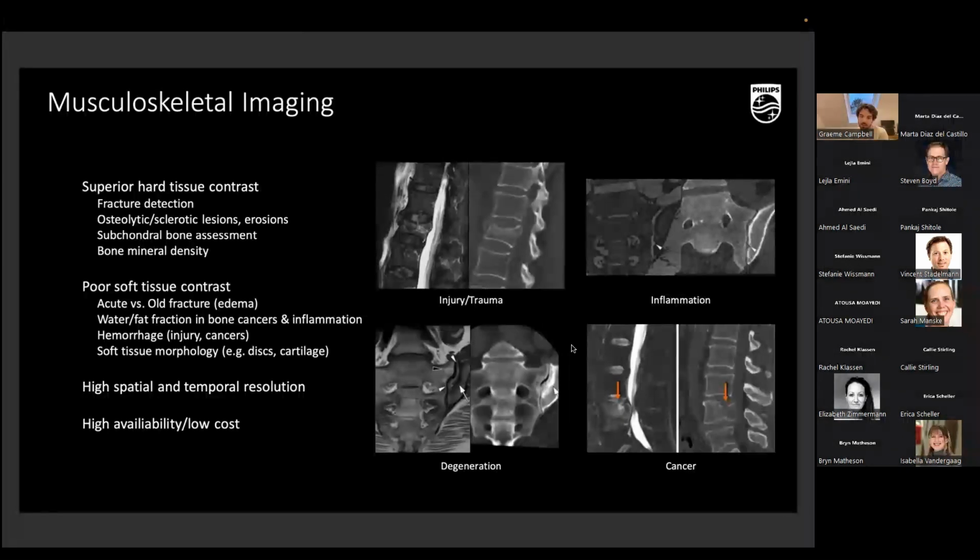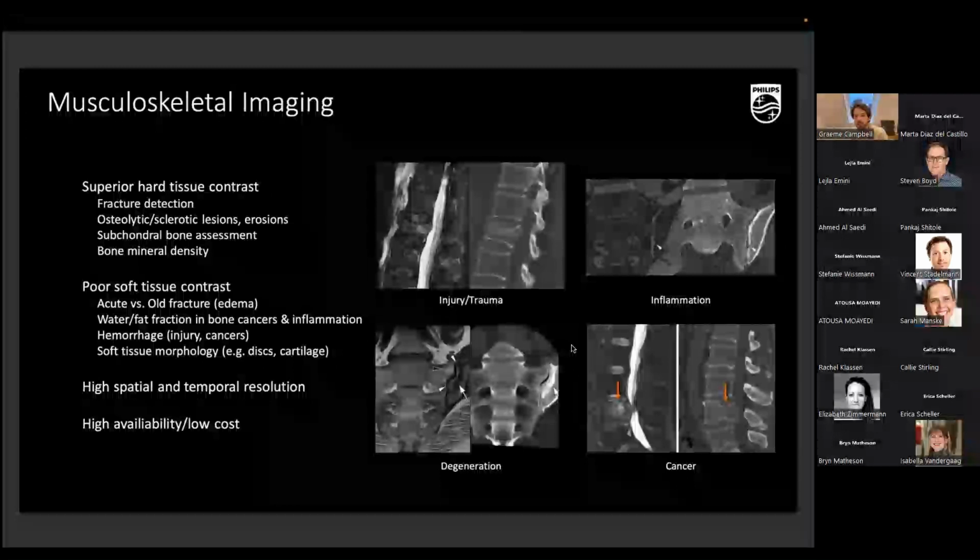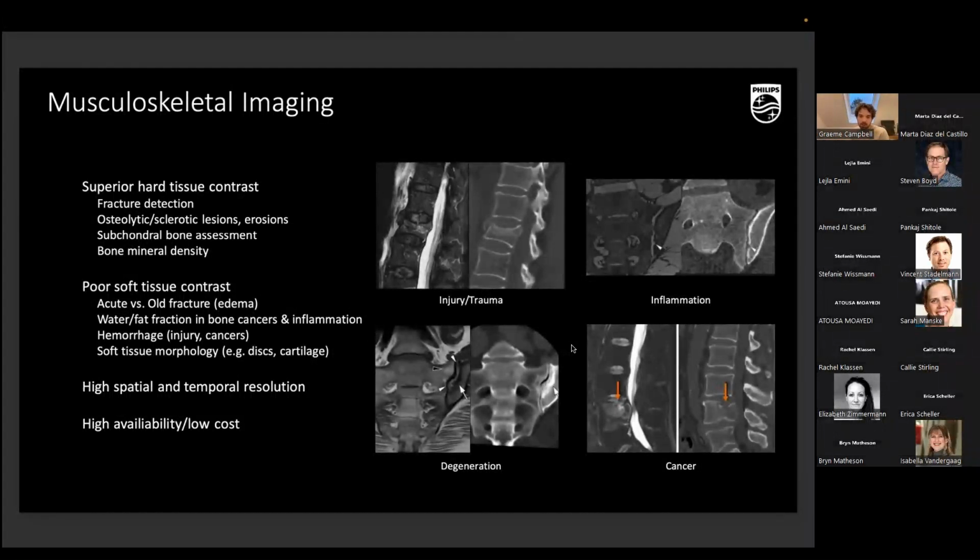Degeneration as well. We can certainly see changes in the bone microstructure, so the subchondral bone, for example, if we're talking about osteoarthritis or something, but changes in the cartilage morphology are much more difficult, and we would look more at MRI.